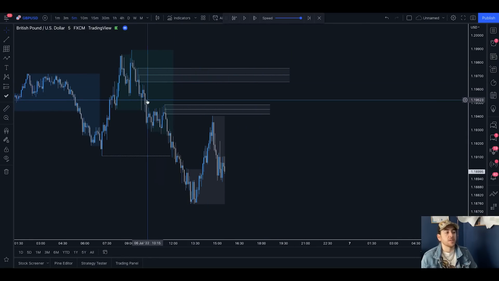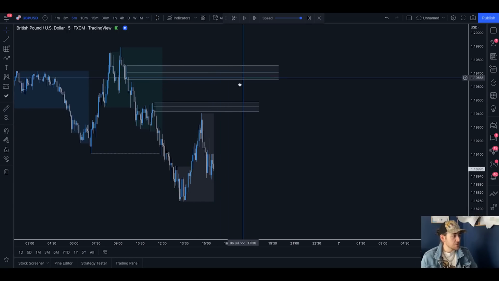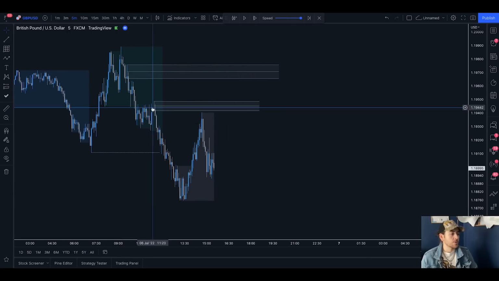Why? Because there's imbalance there, there's imbalance here. This is the final efficient area. So this is where I wanted to see price trade towards. I wasn't too keen on this. I didn't think this was a very strong push.